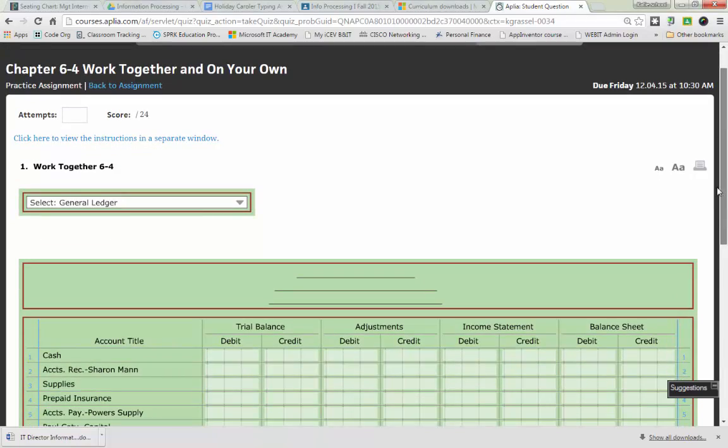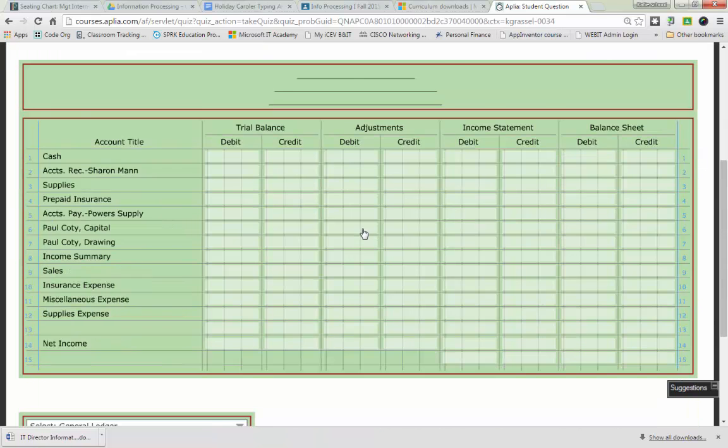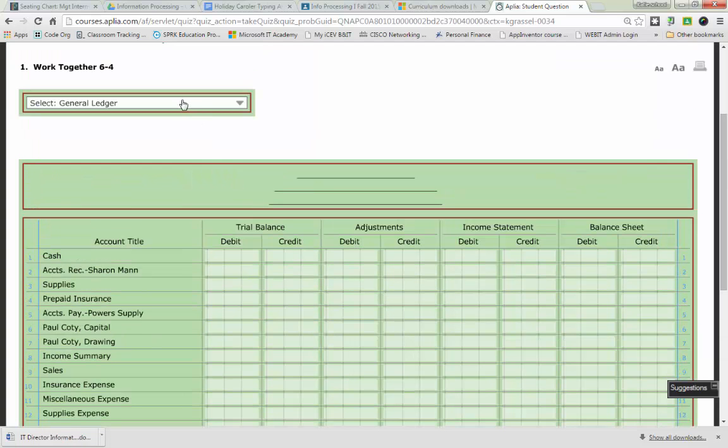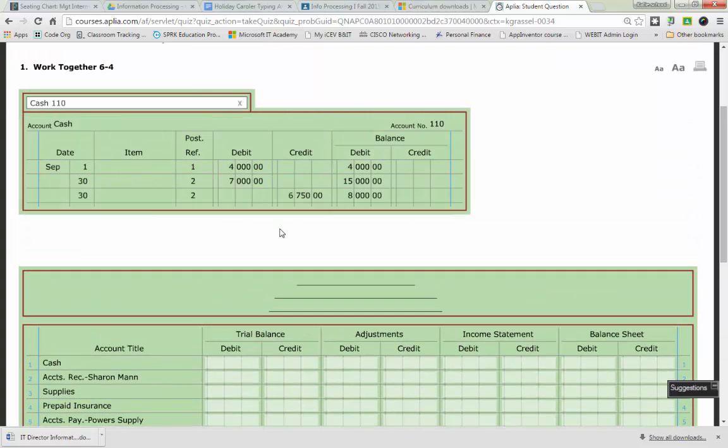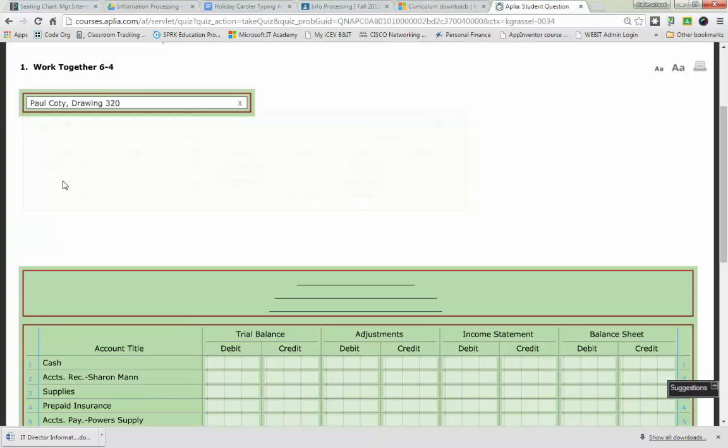So 6.4 is really looking at a worksheet and figuring out what somebody did wrong. So basically, when we take a look here, we have ledger accounts on the top. So give me your eyes up here, because otherwise you're not going to be able to figure this out. So up here on the very top, we have all of these ledgers, okay?